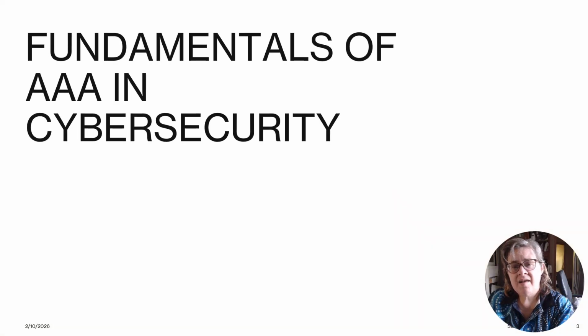Understanding the basics of AAA is crucial as it forms the backbone of secure system design. The following section covers definitions, importance, and key terminology related to AAA.